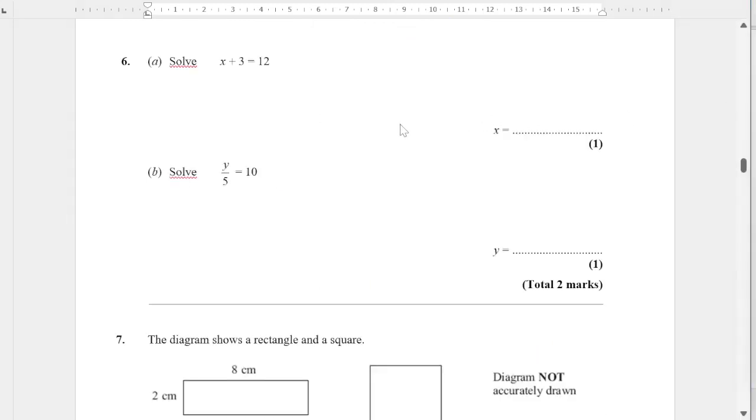Question 6, we've got a couple of linear equations to solve. I would solve this one by minusing 3 from both sides. And that would give us x is equal to 9. And for this one, I would times both sides by 5, giving me y is equal to 50.